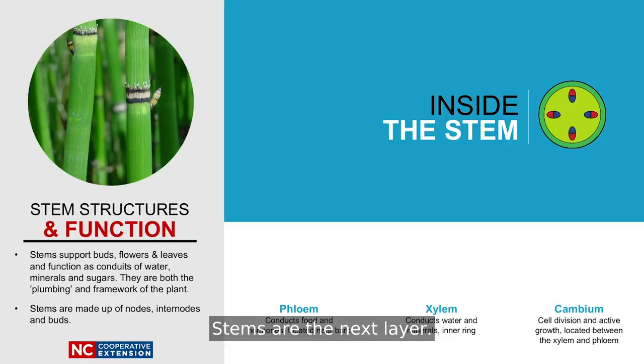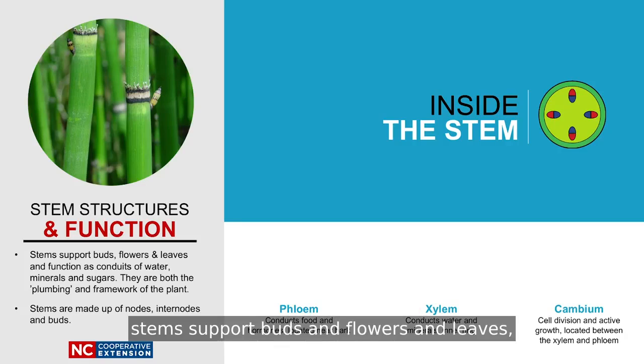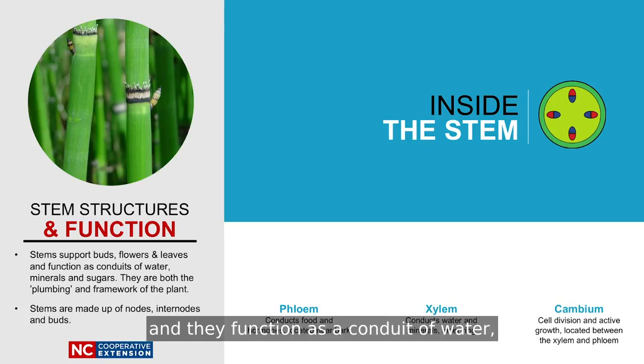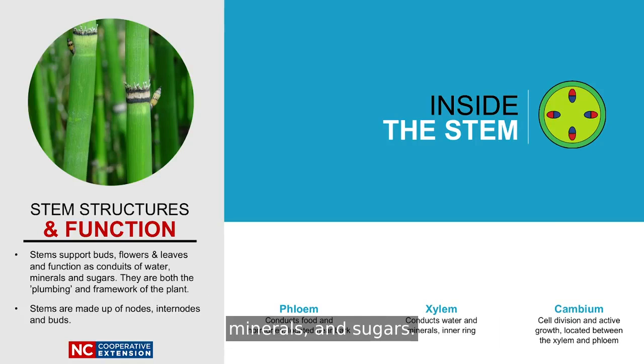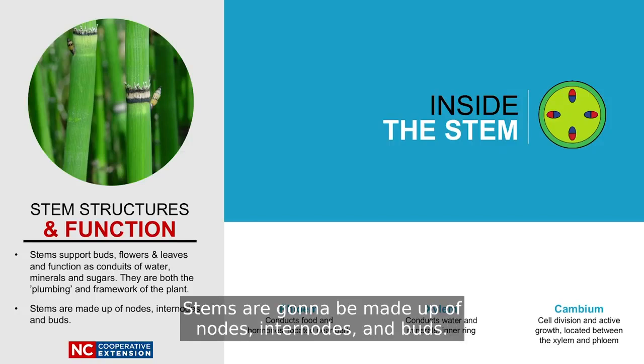The stems are the next layer, and if we look at those stems and understand their structure and function, stems support buds and flowers and leaves, and they're primarily the structure of that plant. They function as a conduit of water, minerals, and sugars. So if we think about stems, we think of them as being both the plumbing and the framework of a plant. Stems are going to be made up of nodes, internodes, and buds.